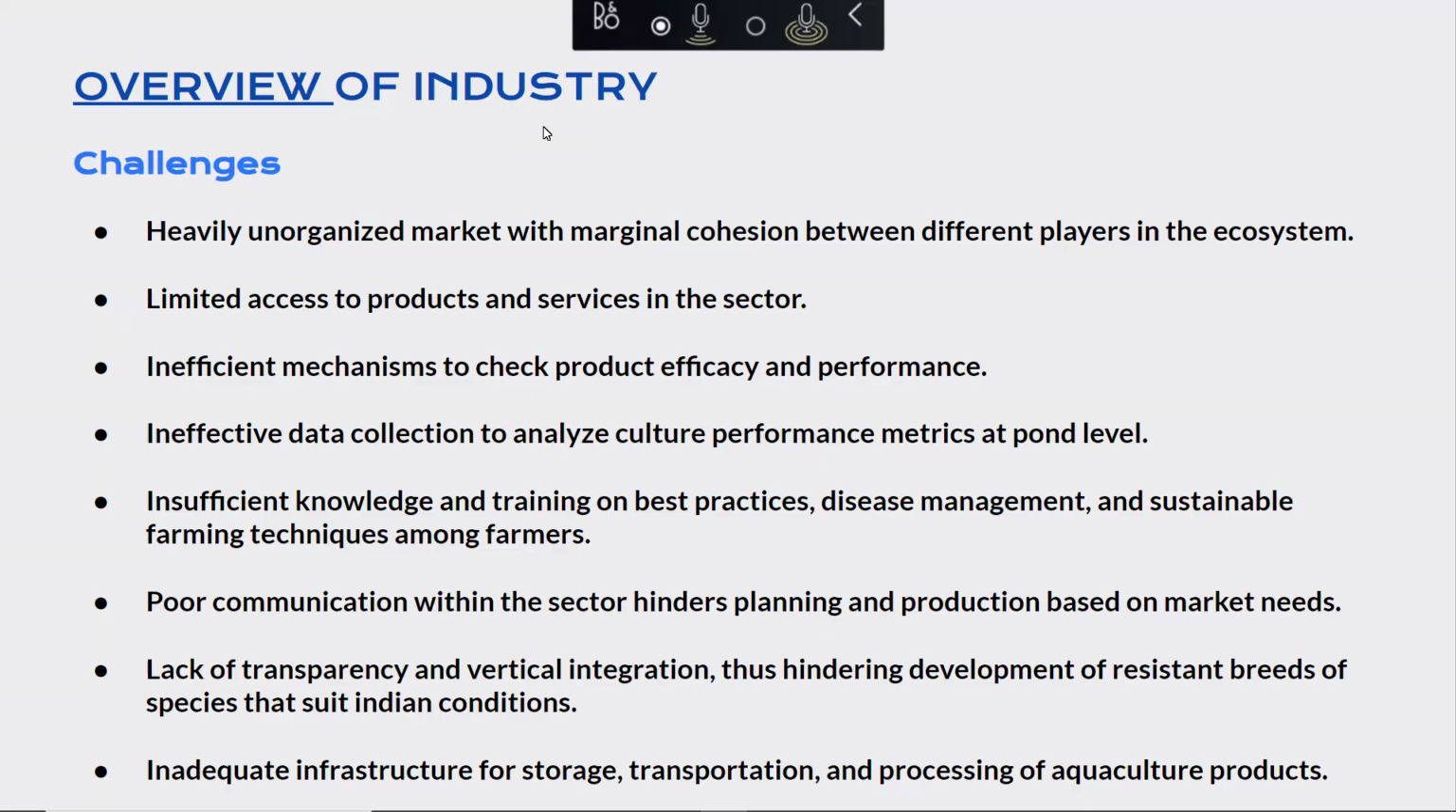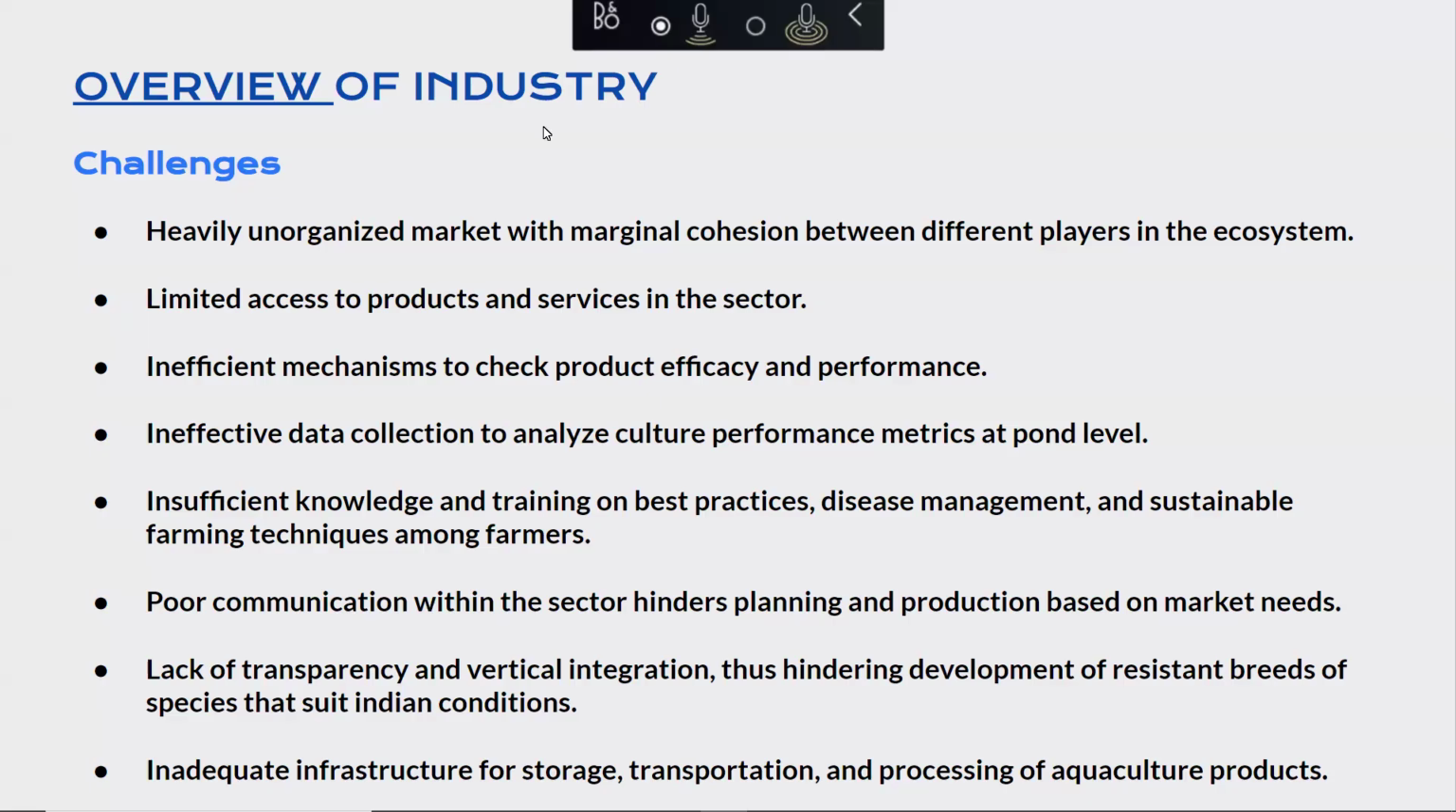And another challenge is inefficient mechanisms to check product efficacy and performance. You are a farmer, you see that the growth rate in your shrimp or your fish is low, then you want to try a different feed or a different healthcare product to improve your growth rate. You buy the product, there is no mechanism to measure whether this product is good or bad.